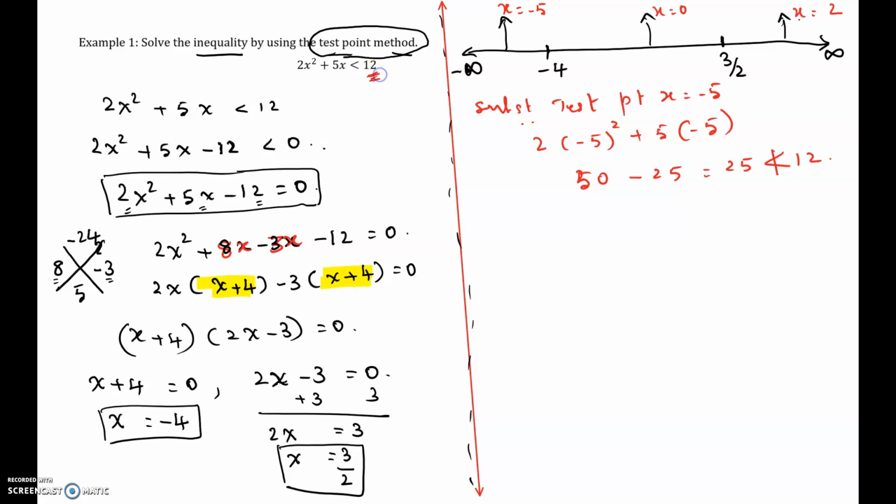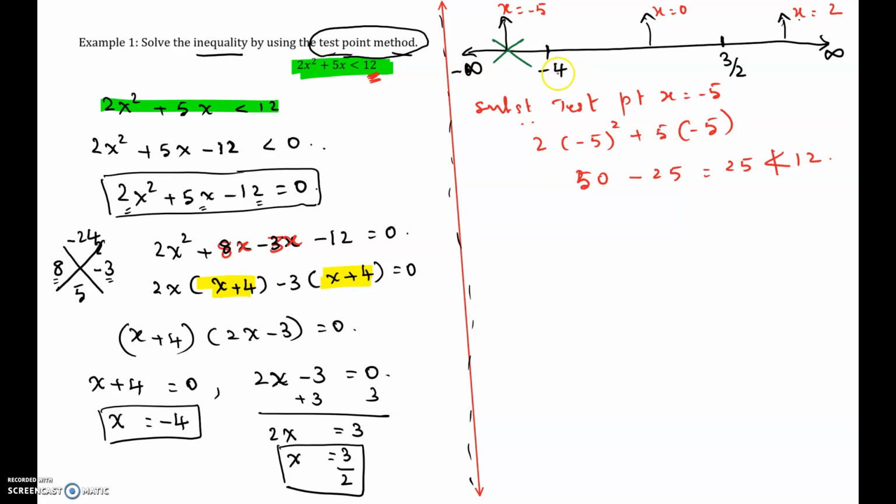For the inequality to be true, it should be less than 12. That's what the inequality says here. But when we compute the left hand side, it turns out to be more than 12. So 25 is more than 12. So this part of the interval is not the solution to the inequality.